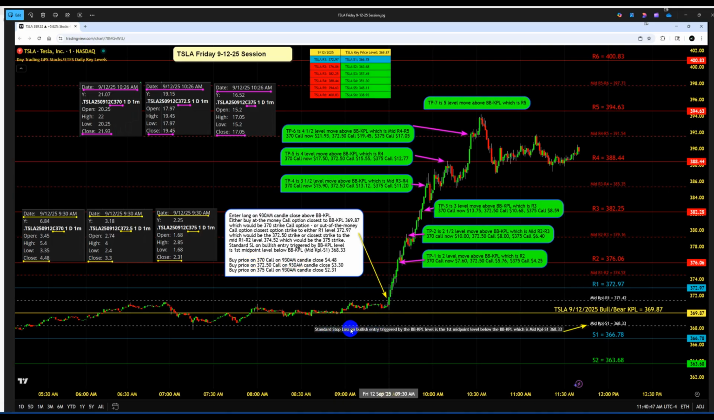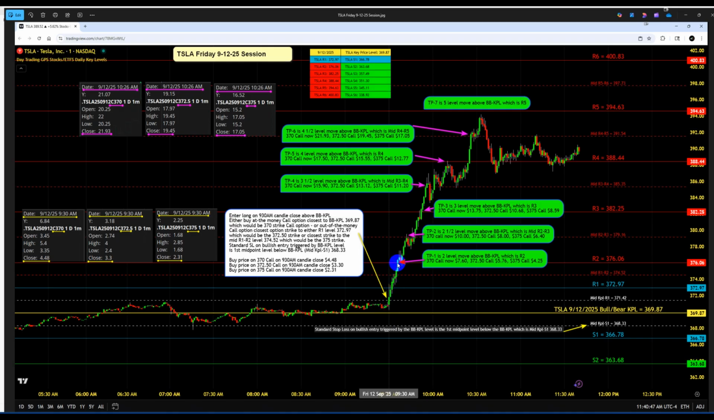Your stop loss, as we mentioned earlier, since this is a bullish trade triggered from the bull bear key price level, would be the first midpoint level below the bull bear KPL. So your stop loss would be 368.33. If price retreated back down and touched or wicked through 368.33, then you would be stopped out. In this case, it did not come close. In fact, it did not even breach the bull bear key price level. Instead, it continued its trajectory up.